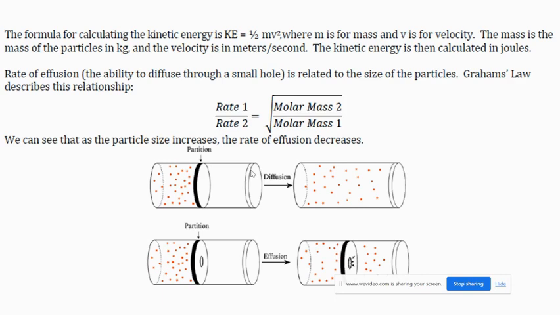Okay. Rate of effusion then. Effusion is through a tiny hole, like if you get a nail in your tire, your gas is going to effuse through that. Okay. This is Graham's law. You're not going to have to do that one. That one's not on your formula sheet. But we can see that as the particle size increases, the rate of effusion decreases. It's not moving as fast because it has more mass, and it's harder to get through that tiny little hole.